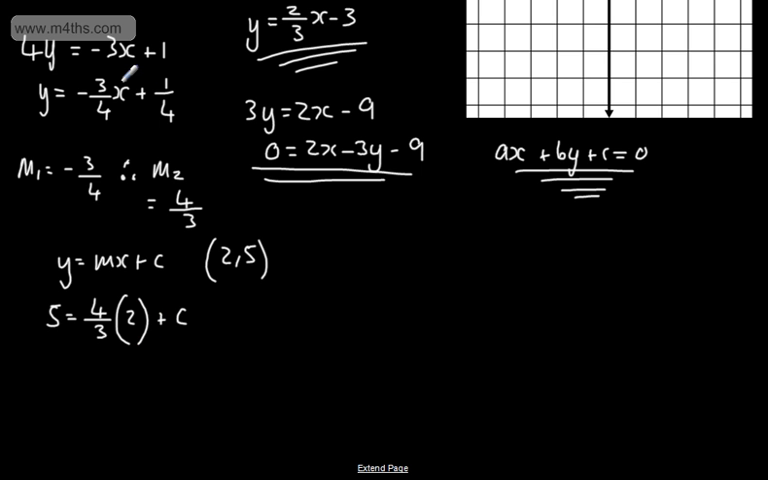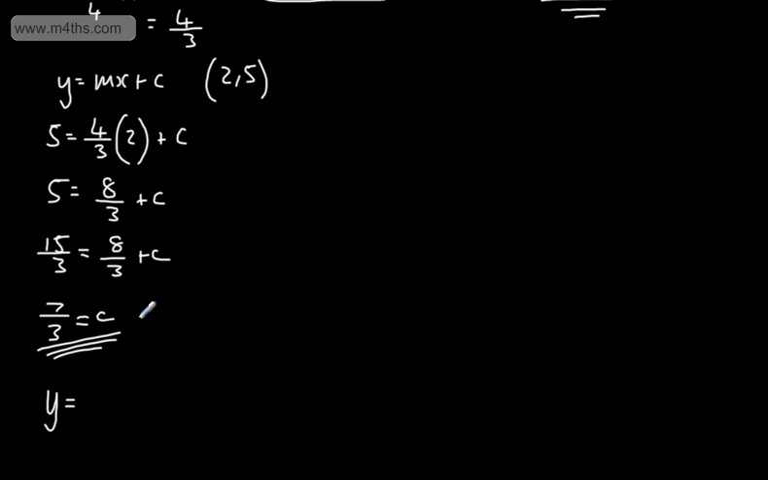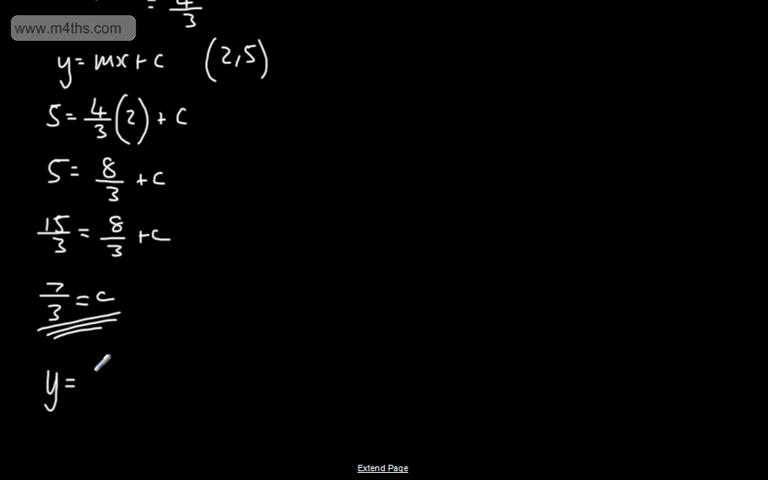So all I'm doing is simply writing this in. So we've got now 5 is equal to 8/3 plus c. This is going to be 15/3 as an equivalent fraction, equal to 8/3 plus c. Subtracting 8/3 from both sides, 7/3 is equal to c. So I can simply write now the equation of the perpendicular line: y is equal to positive 4/3 x plus 7/3, and that gives us the equation.